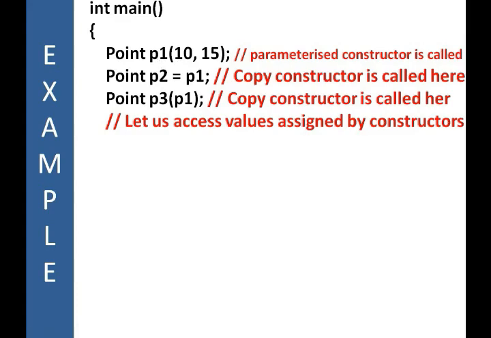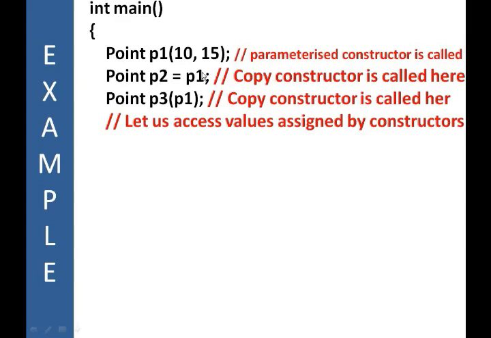So the compiler automatically detects which constructor is to be called by examining its parameters. Here we have two parameters, so the parameterized constructor will be called. The second is point p2. This is for creating another object, p2 equal to p1. Listen to the statement p2 equal to p1.